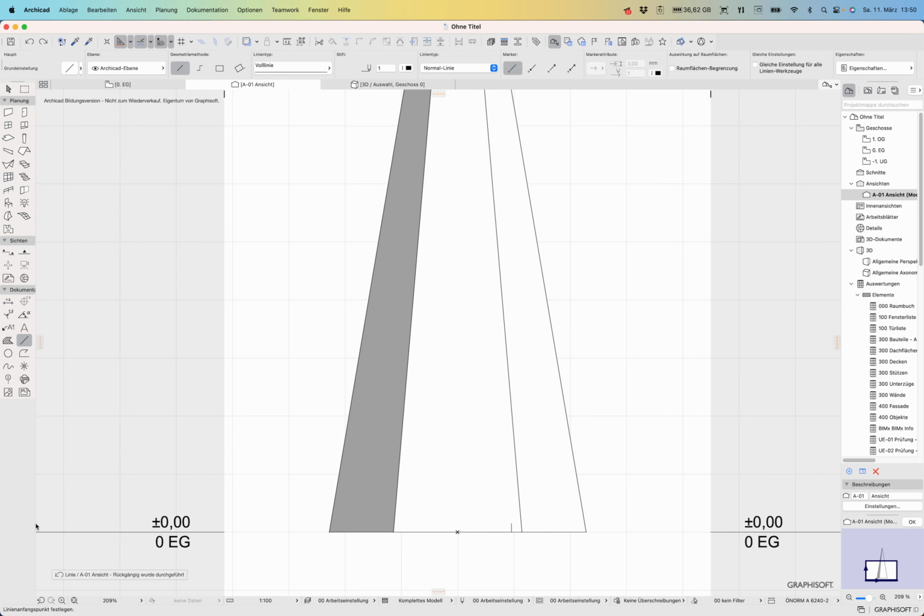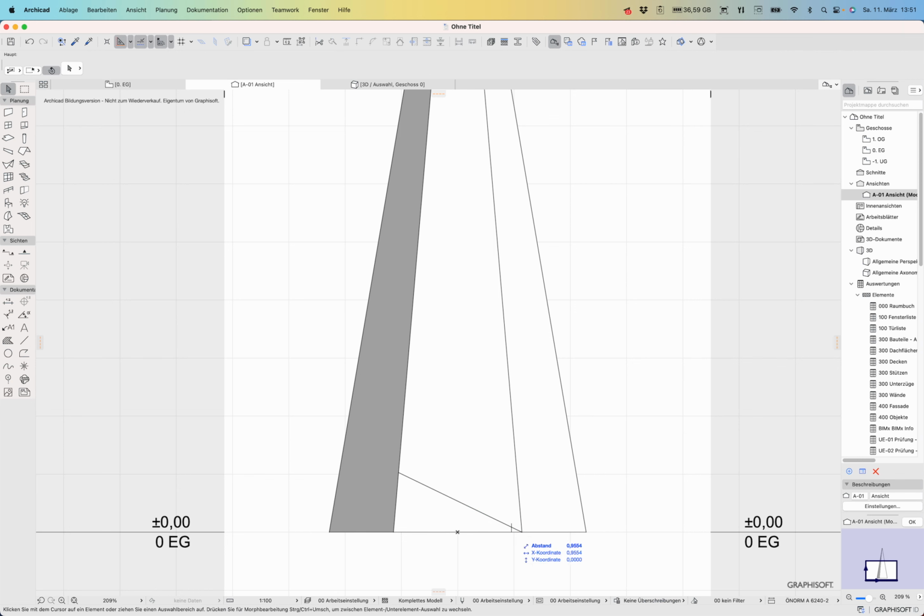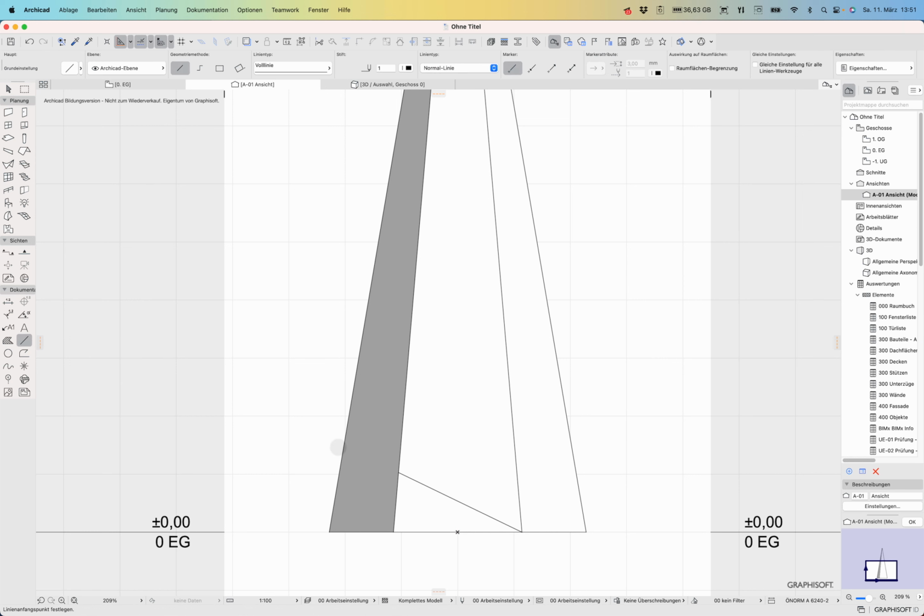This was too wide. Once again, 32. I get something like this rising line. I just prolong it to here. Don't need that anymore. And I can now project it to the other side.